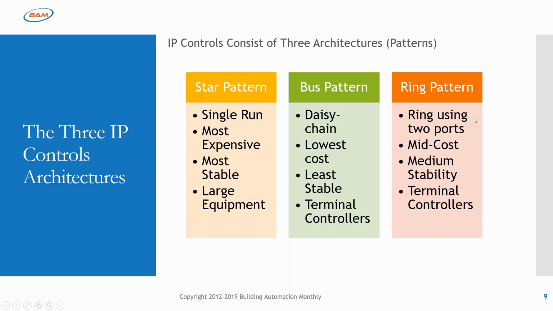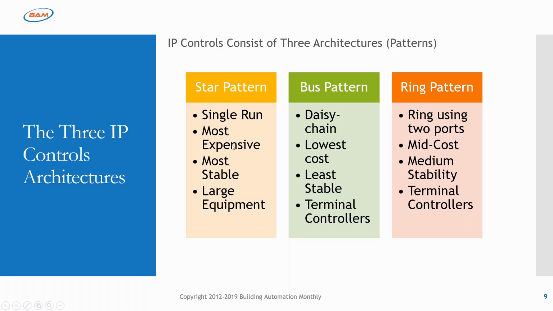So that's a false argument of IP controls are cyber risks and all those kind of things. Those just aren't logical arguments when you look at places that are doing production runs where a single run loss can be in the millions of damages, and they're just fine utilizing these things. So ring pattern, right, it utilizes 2 ports. It's kind of a middle cost.